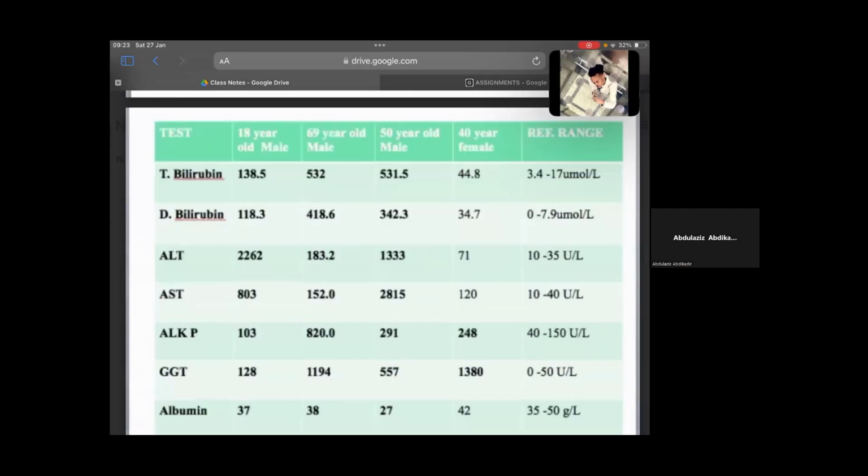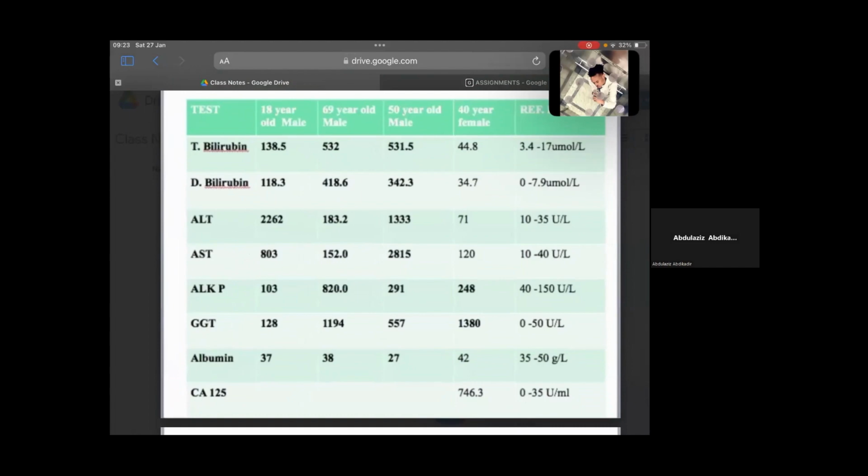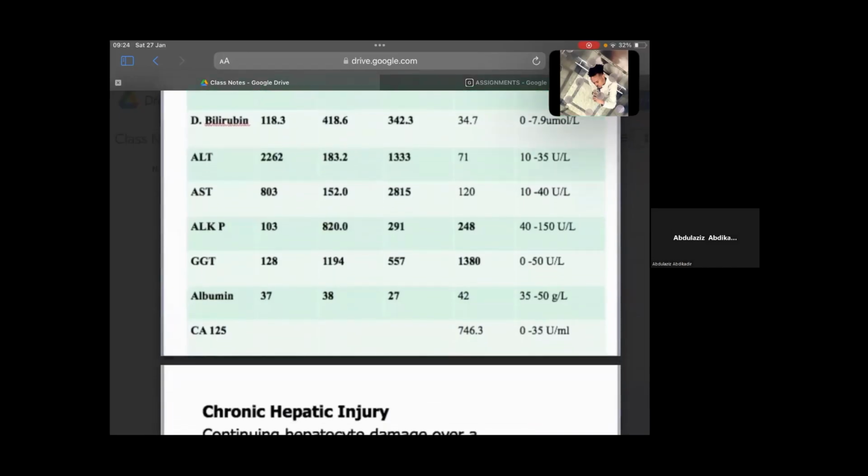This table, we will redo it. But I want you to check the 40-year-old female in the far right. This one you'll do on your own free time. The one that has CA125. CA125 is a tumor marker. So if there's a malignancy, most of the time it causes obstruction. So what if there's an obstruction? What are you expected to see?